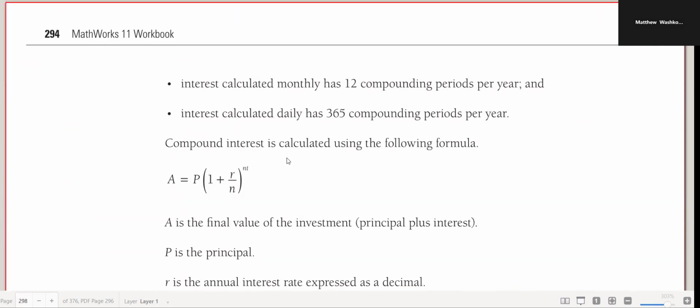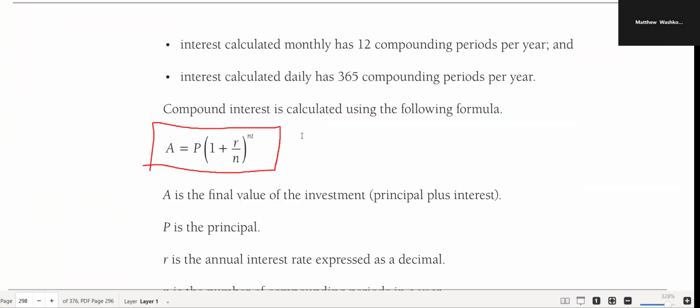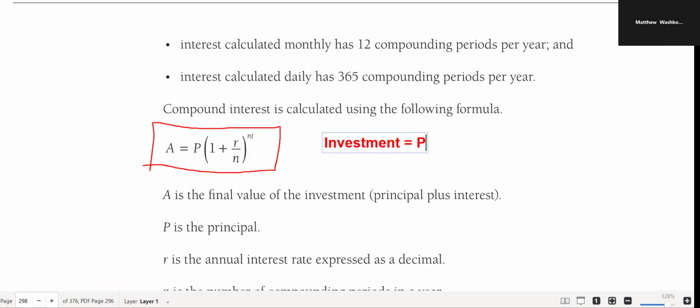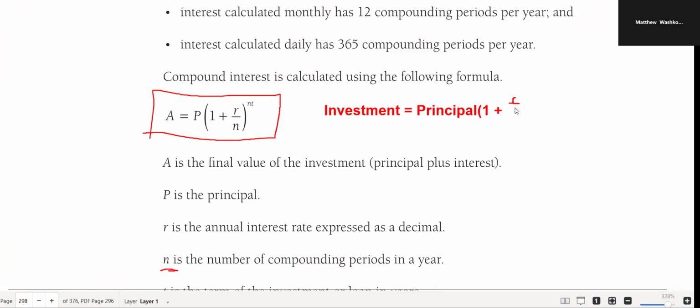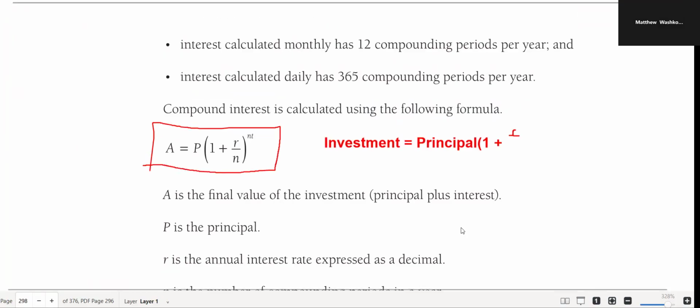Okay, so this is the formula. It's a lot more complex, but we'll work through it. A is your investment, which is equal to the principal times 1 plus the interest rate divided by N. N is the number of compounding periods. So if I said it's compounded monthly, it would be 12 in this case. And then it's to the power of N times T, okay? N times T.